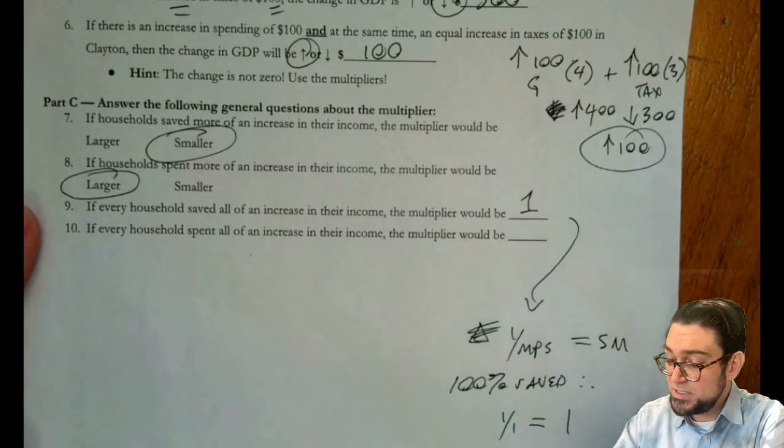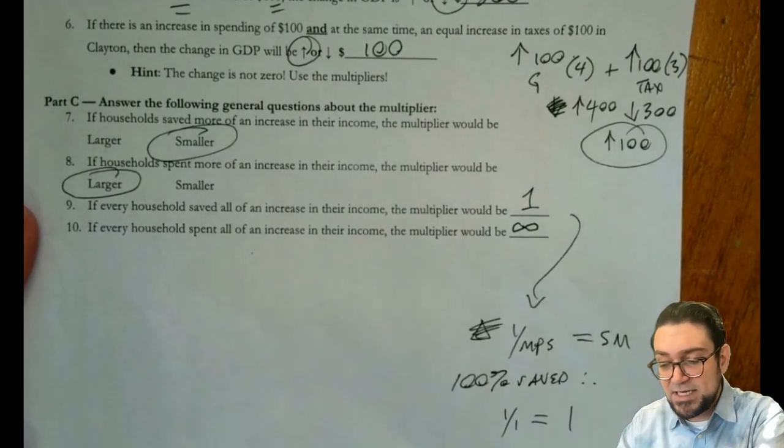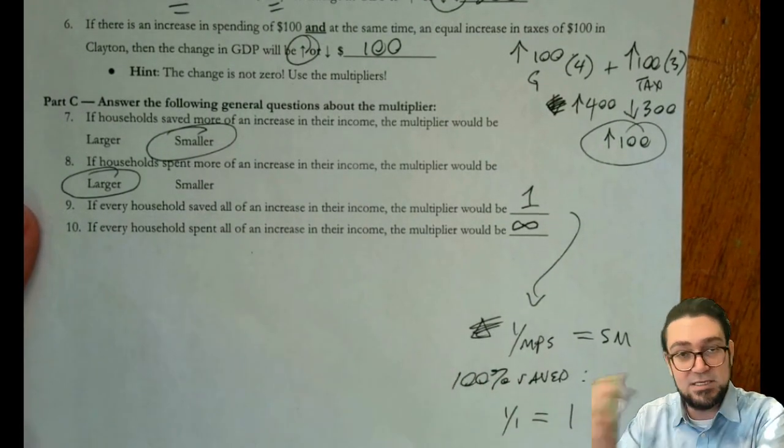If they spent all of an increase in their income, the multiplier would be infinite. I do sometimes have students who say, well, that's going to be an undefined answer. Yes, that is true. It is undefined, but this multiplied effect would be an infinite expansion.